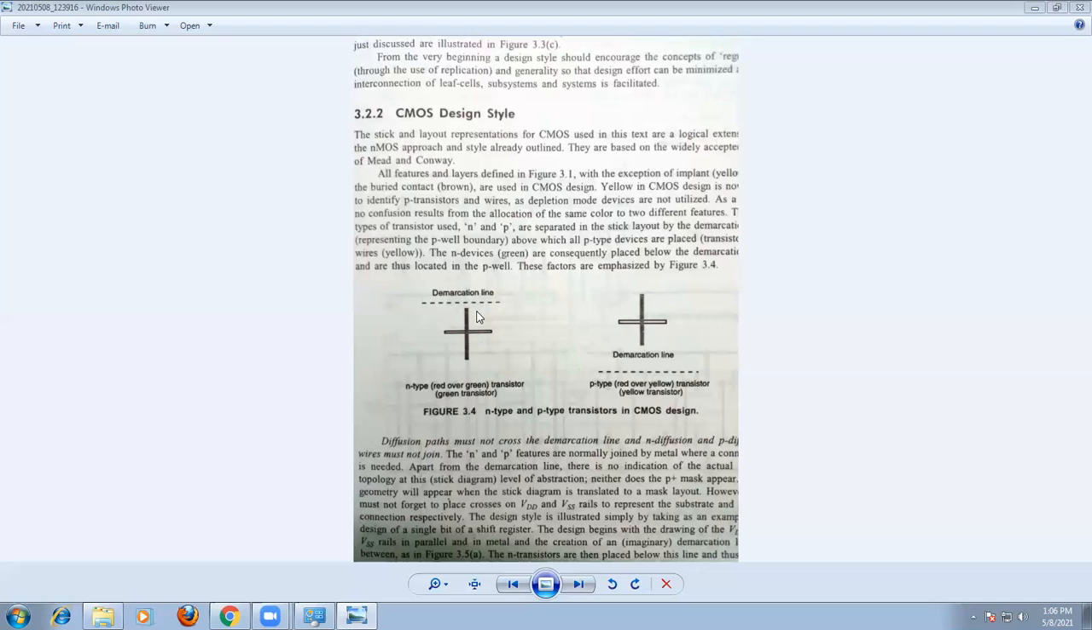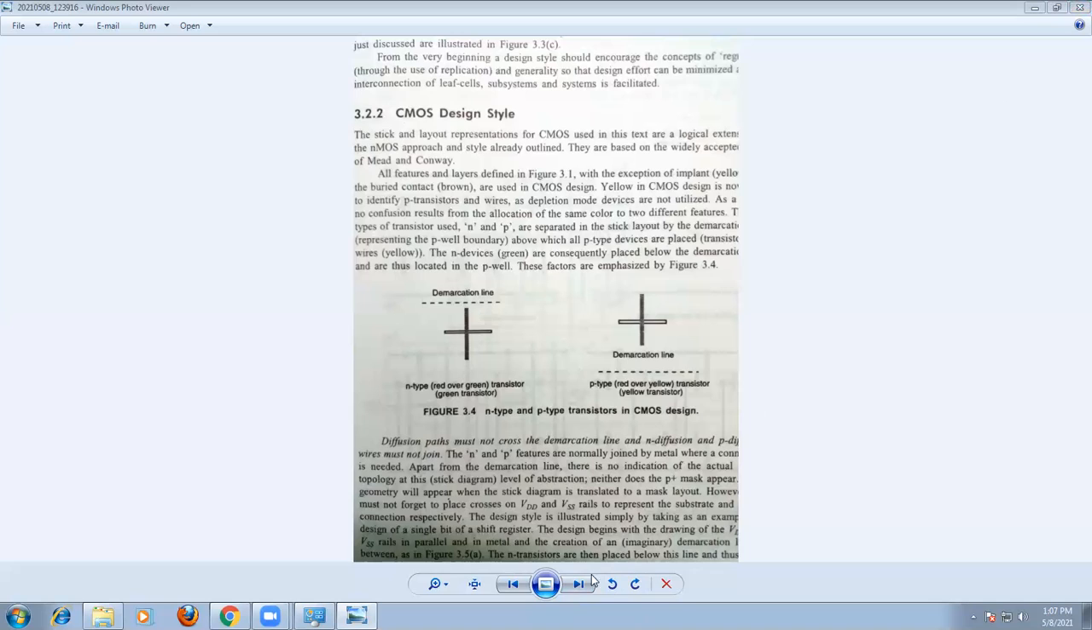Remember, no diffusion path will cross the demarcation line, and N diffusion and P diffusion cannot join. No diffusion lines will join. Remember that point. That is the most important thing in CMOS. These are the rules in the CMOS design style, and depending upon these rules, we can draw the stick diagram in the CMOS design style.